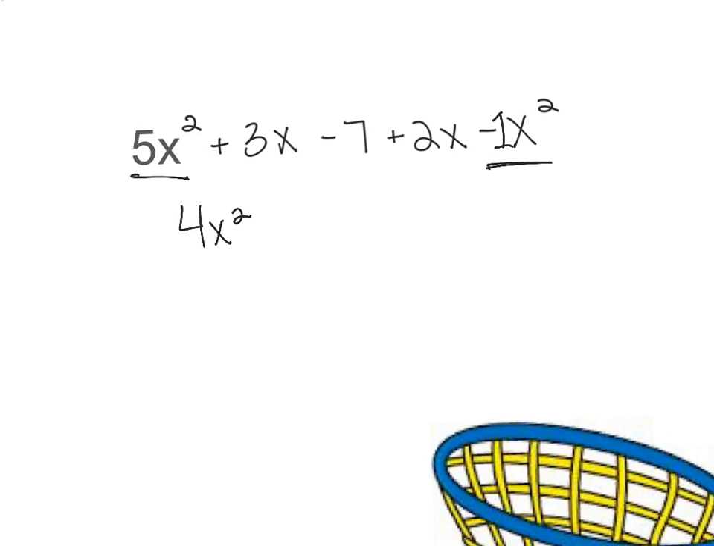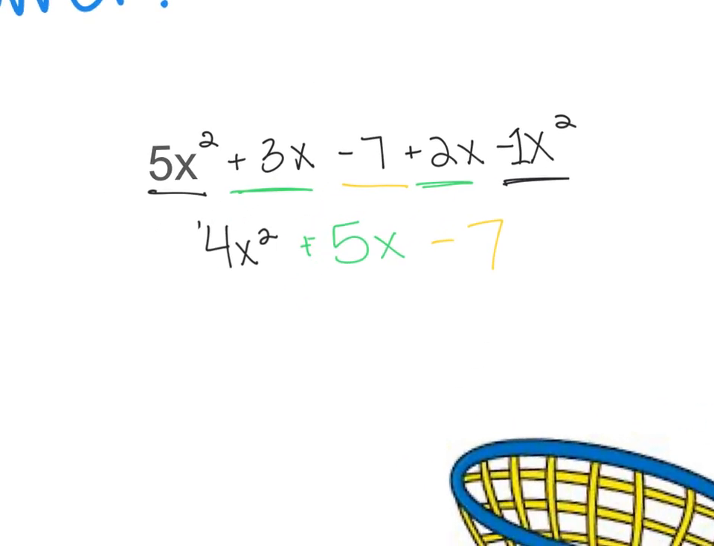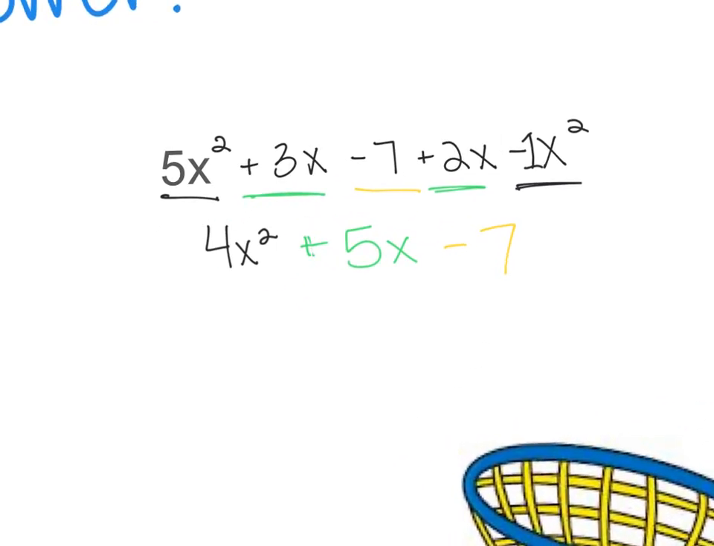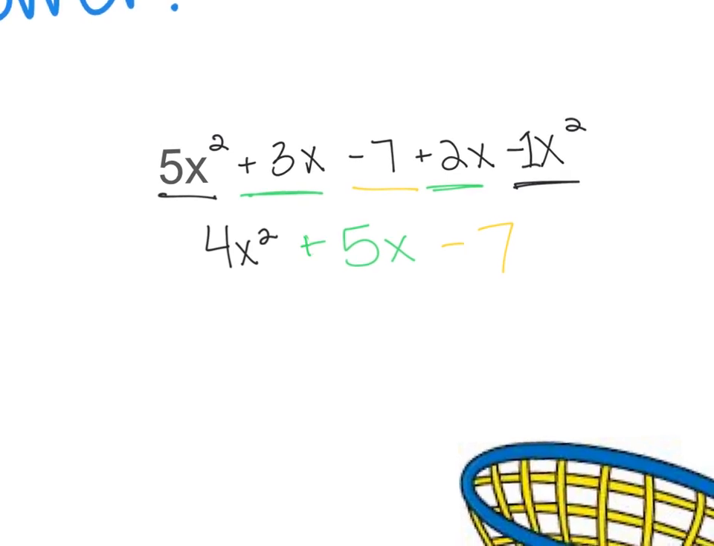Now let's move on to our x's. We have plus 3x plus 2x. 5 x's. And then last but not least, minus 7. And again, that is as simple as we can get because we cannot mash any of this together. Right, and that is it for combining like terms.